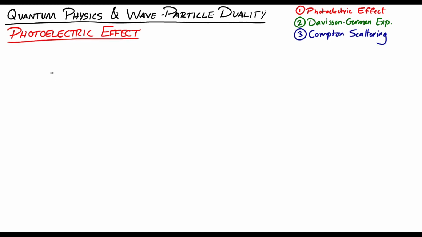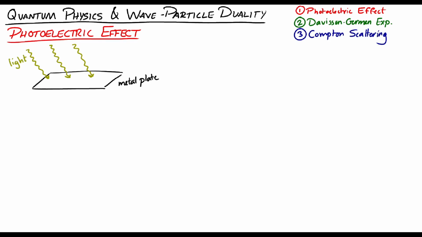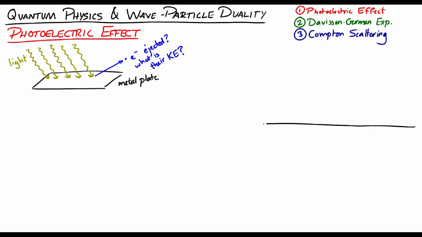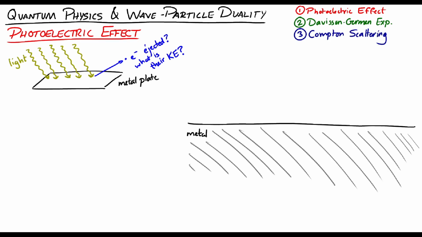The idea here is that we have a metal plate, and we shine light on the metal plate. And then we observe whether or not electrons are kicked out of the metal, and if they are, how much kinetic energy they have when they're kicked out. So the idea behind this is that if here is the metal, inside the metal there are these free electrons, right? Because a metal is a conductor, so there's free electrons floating around.